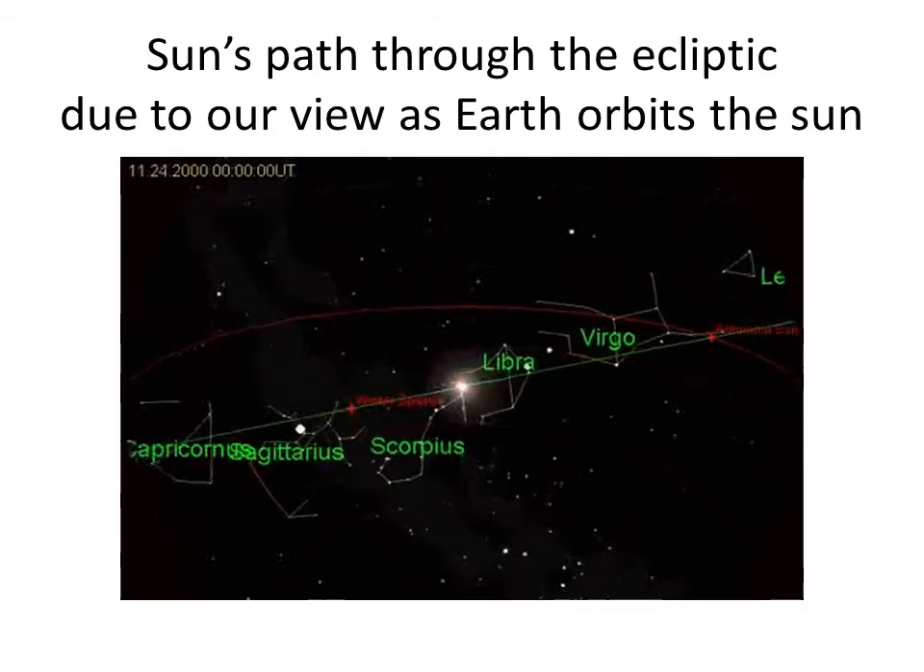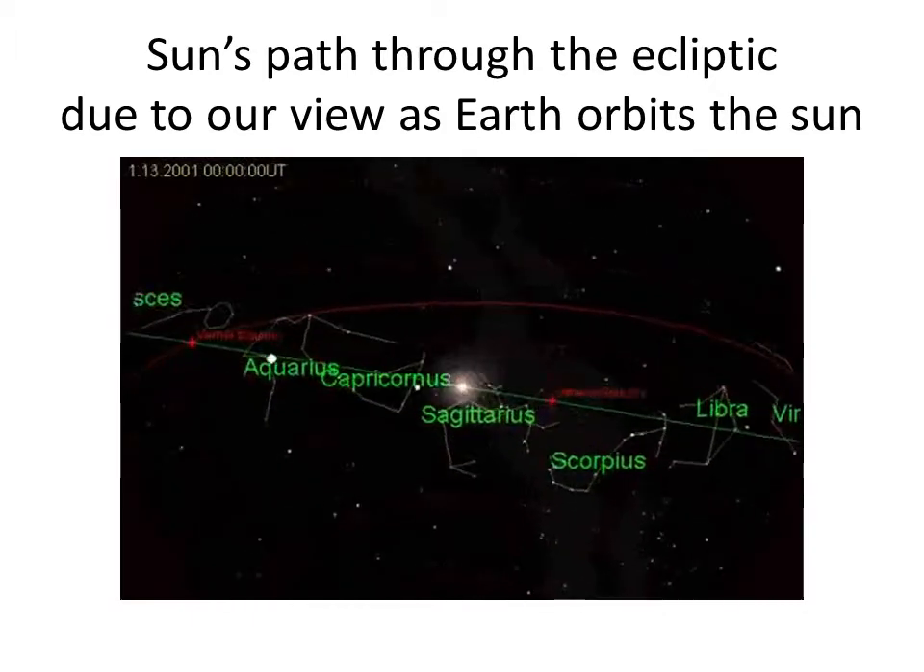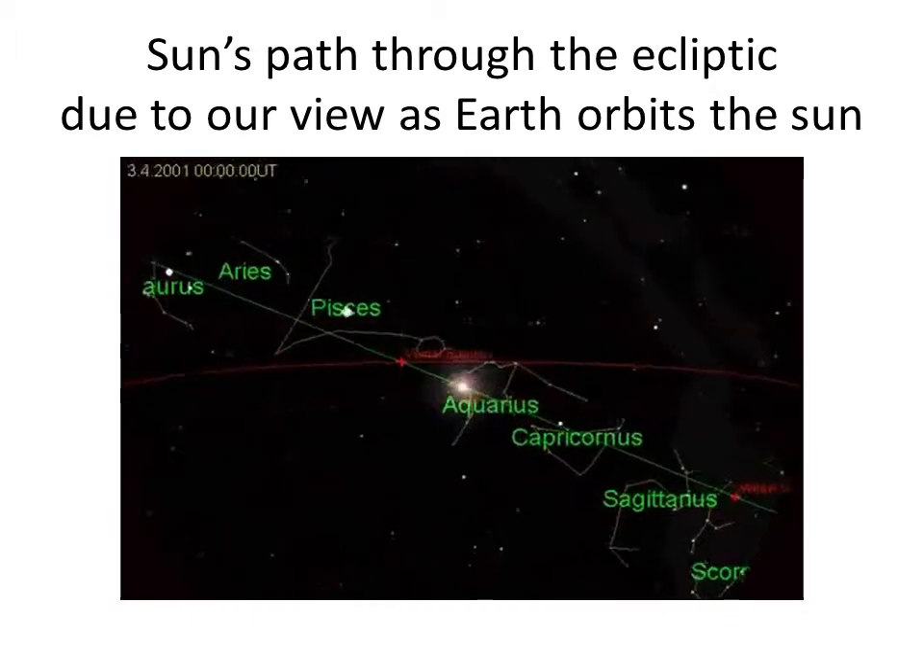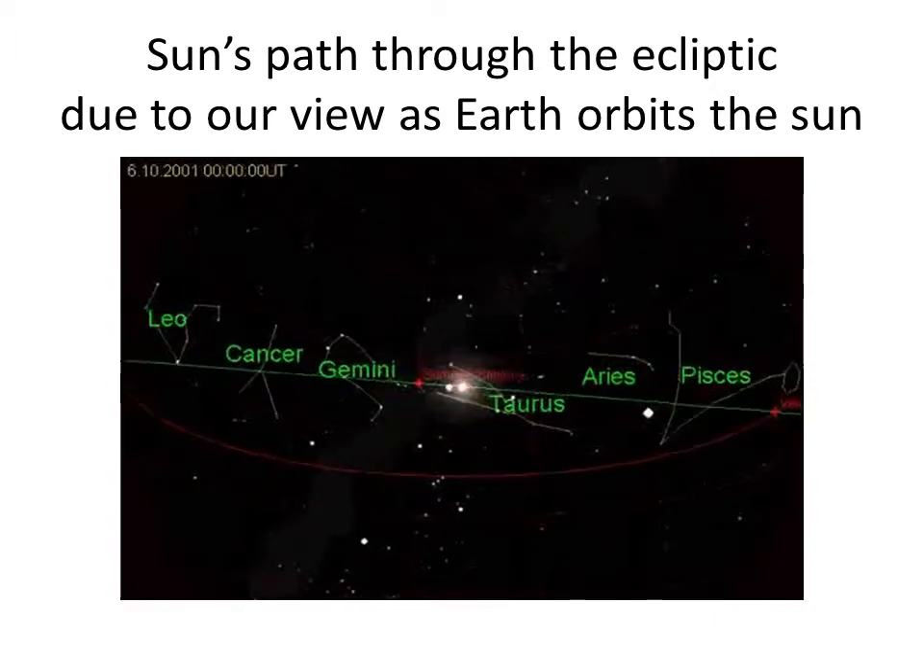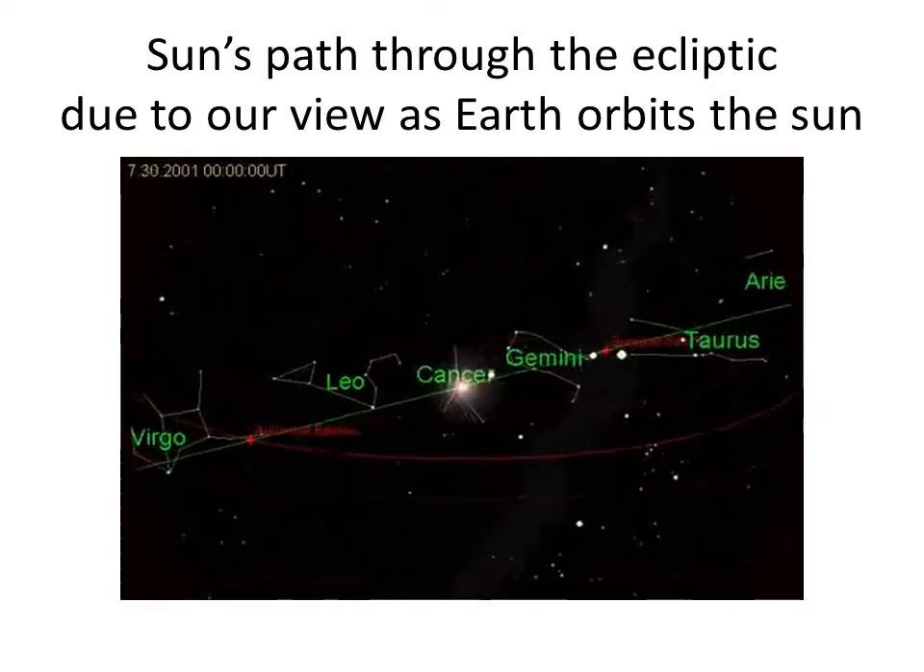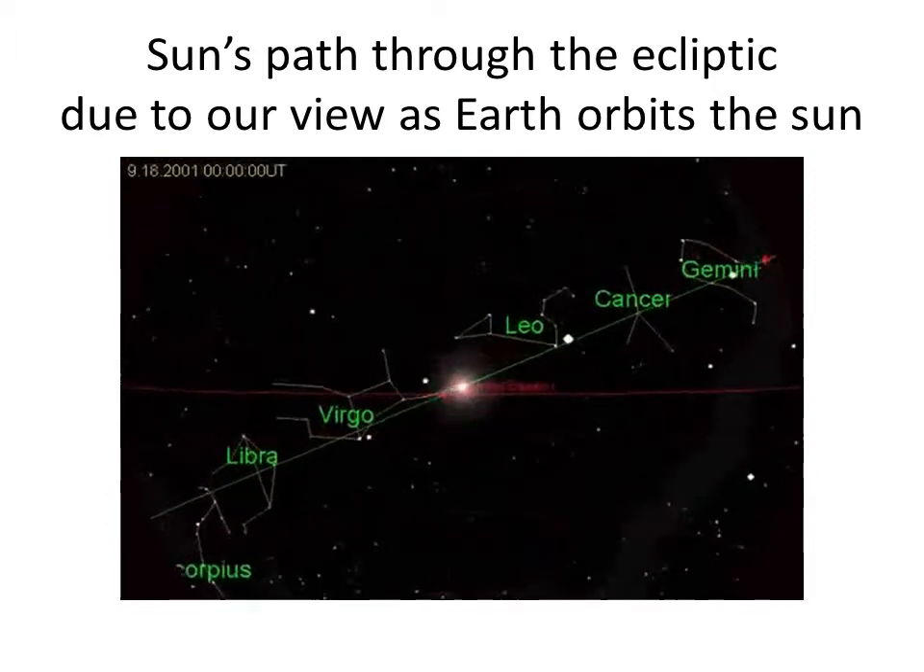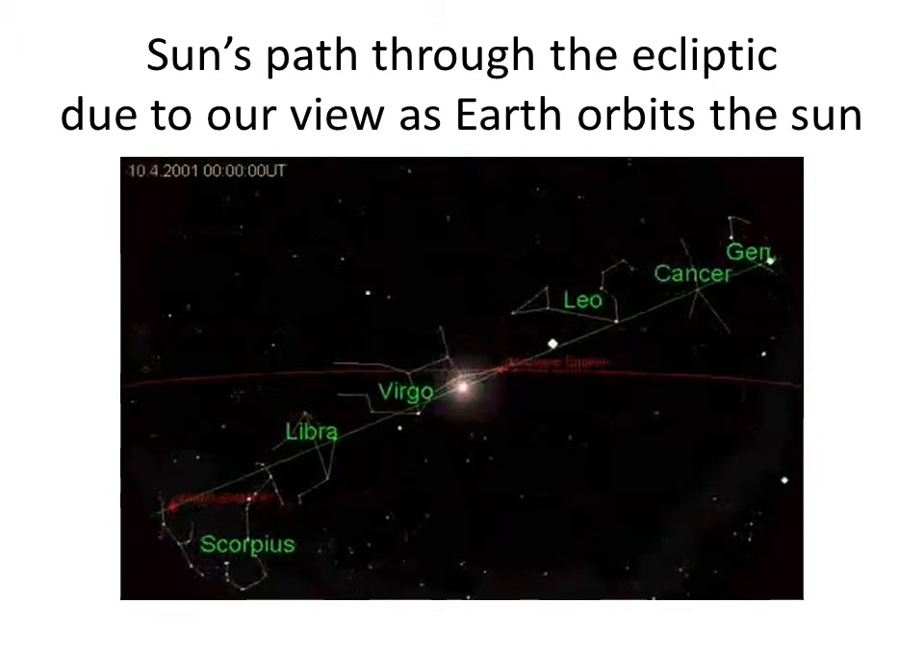As Earth orbits around the Sun, we keep getting a different view of the Sun against different background stars. So because of Earth's motion, the Sun is seen to move across the background stars. That's the Sun moving on the ecliptic, and the constellations that it goes through are the zodiac constellations that you see labeled in this picture. Because our solar system is flat, the only place that we see the planets is also near the ecliptic.